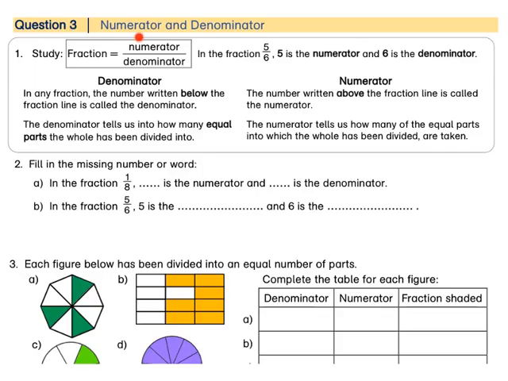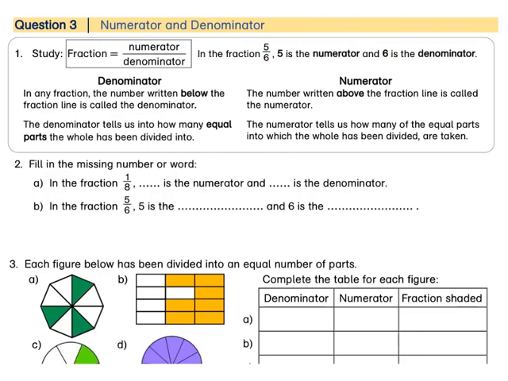Question 3. Numerator and denominator. Let's study. Any fraction is made up of a top number, which is called our numerator. Then we have our fraction line, and the number at the bottom is called the denominator. So, for example, in the fraction 5/6, the 5 is the numerator because it is at the top, and the 6 is the denominator because it is below the fraction line.